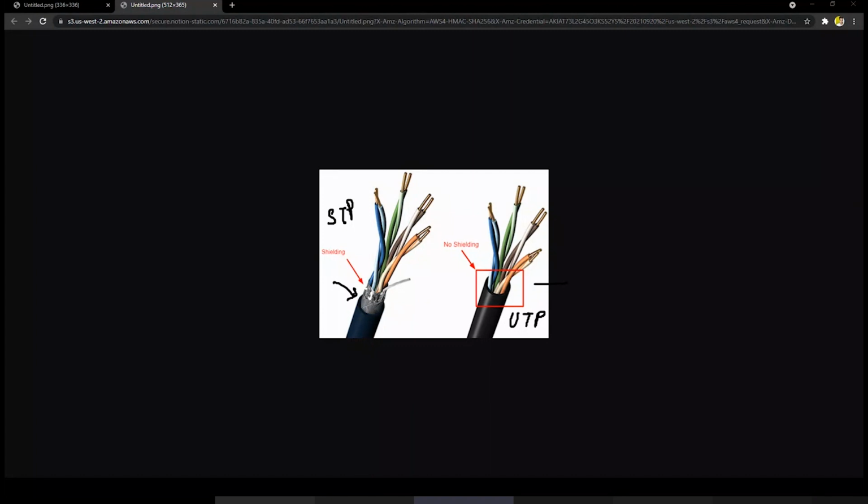Okay, now at the end of these cables, there is a specific connector used to connect the wire with the device. So this connector is known as RJ45. Let me get a picture of that also.